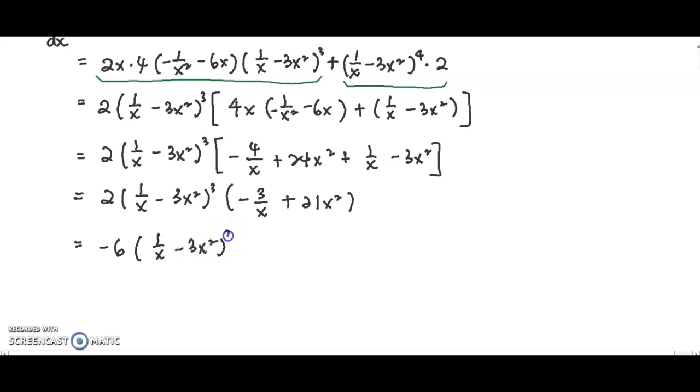And copy down this. Once you take out the negative 3, what you have is your 1 over x. And taking out negative 3, this one changes into the negative. You get a 7x squared. Alright, so this is my answer.